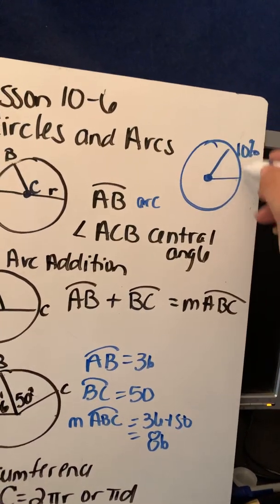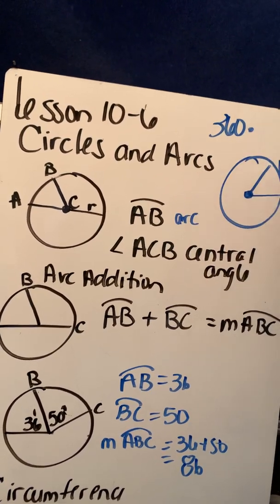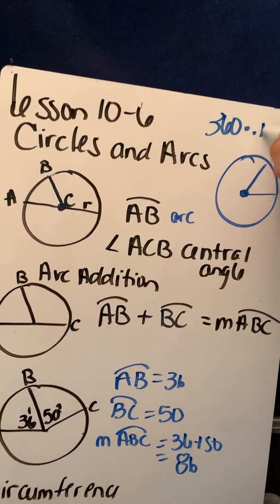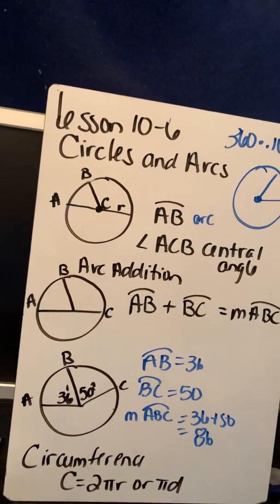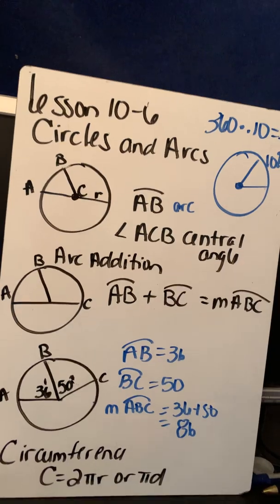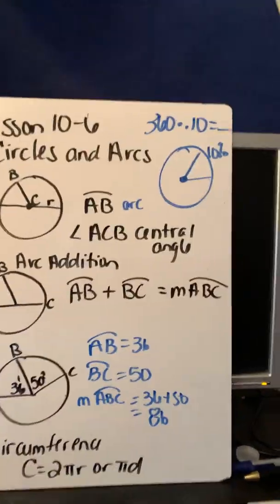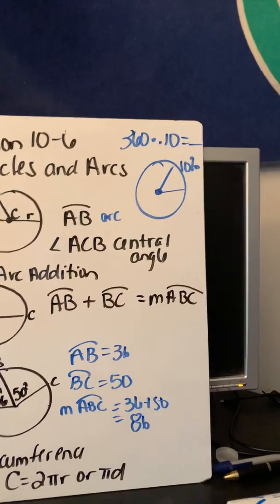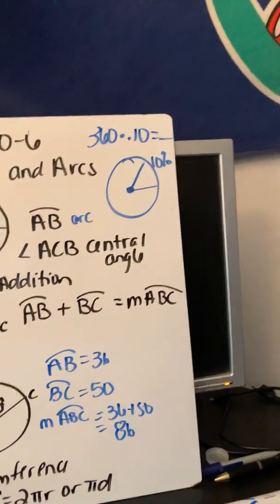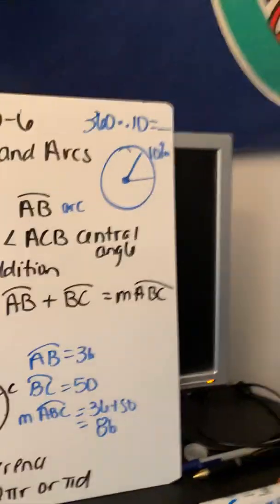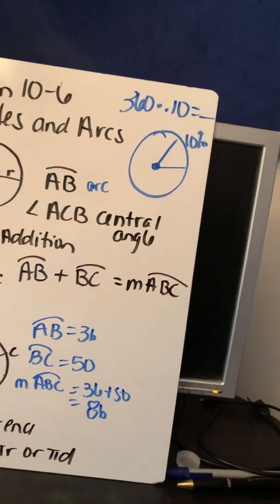To find what that arc measure is, all you do is take 360 times, move that percentage to a decimal, 0.10, and that will give you your answer. And that's what you're going to do on those first few problems that you have in the book. They're going to give you a percentage, convert your percent to decimal, and then take that times 360. That will give you your answer, which is pretty simple. So there is circles and arcs. I don't think there was anything else if I'm looking here.